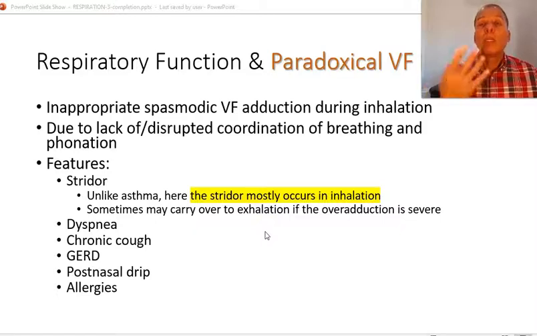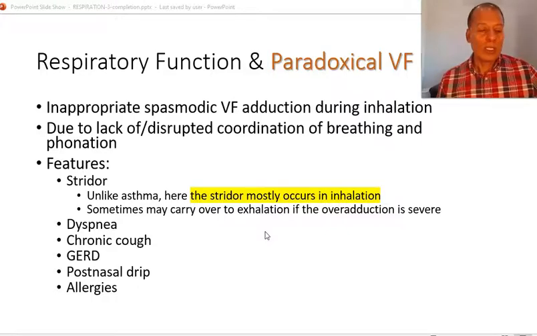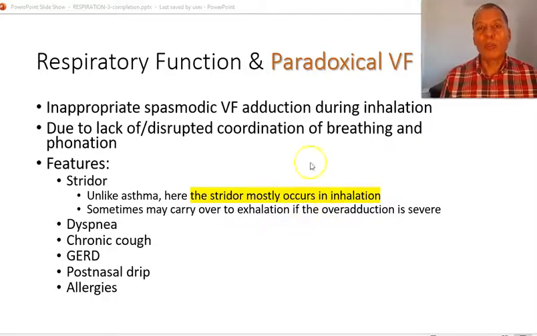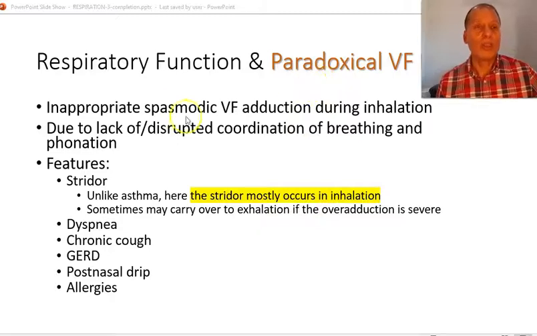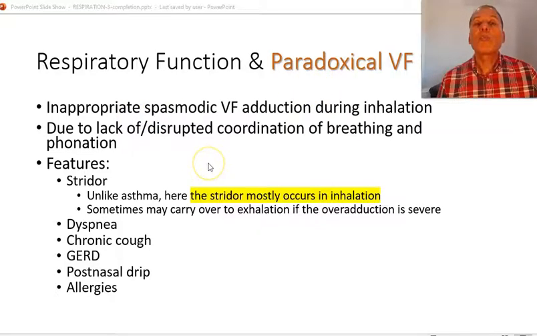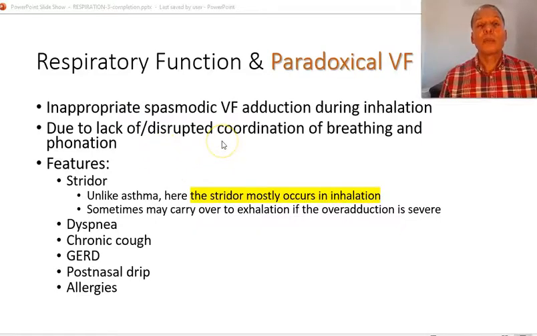Lastly, there's paradoxical vocal fold movement. From the name, you understand that the movement of the vocal folds is not regulated. It is not smooth. It is, in the real meaning of the word, paradoxical. So there's inappropriate spasmodic vocal fold adduction while inhaling, and because of the disruption of coordinating speech and phonation, the person will have this problem of paradoxical vocal fold motion.